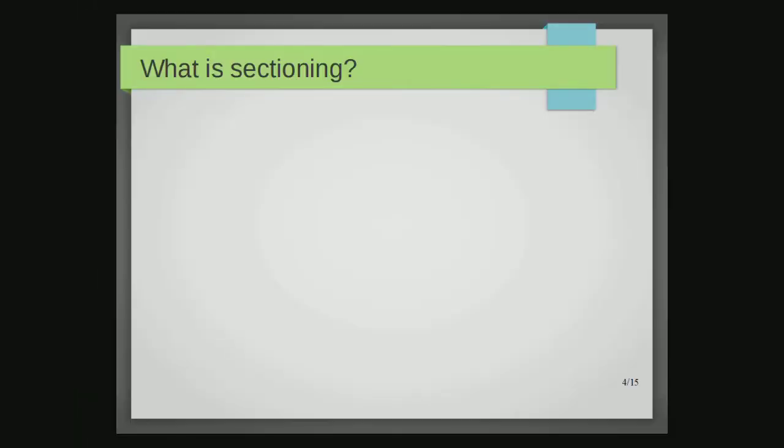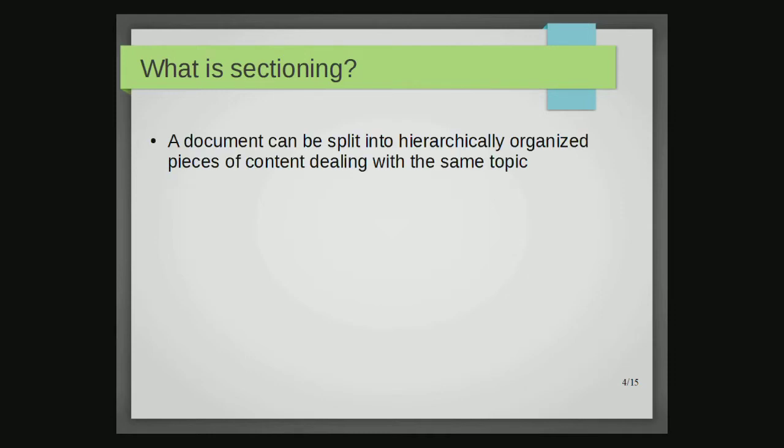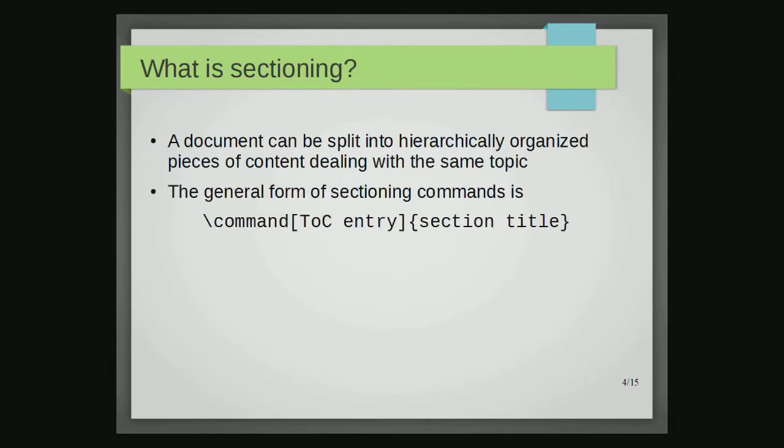So, what is sectioning? Probably the easiest way to think about sectioning is to imagine a book. A book is organized as a hierarchy of content. It has parts, chapters, sections, and so on. The same goes for LaTeX documents. The general form of sectioning commands is \, the sectioning command, then the TOC, the table of contents entry, as an option, and then the section title as an argument.